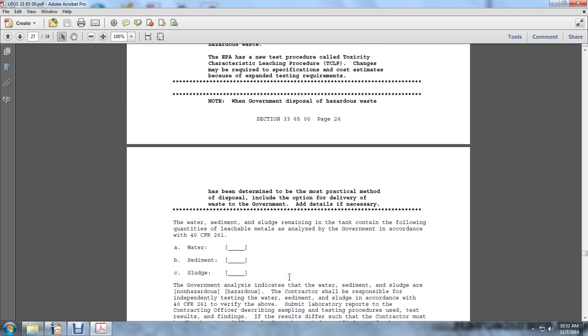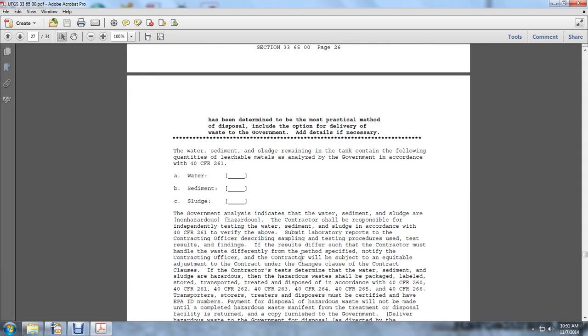The water, sediment, and sludge remaining in the tank contain the following quantities of leachable metals, analyzed by the government in accordance with Title 40 Code of Federal Regulations 261. Water, sediment, and sludge: the government analysis indicates the water, sediment, and sludge are hazardous. The contractor is responsible for independent testing of the water, sediment, and sludge in accordance with Title 40 Code of Federal Regulations 261.